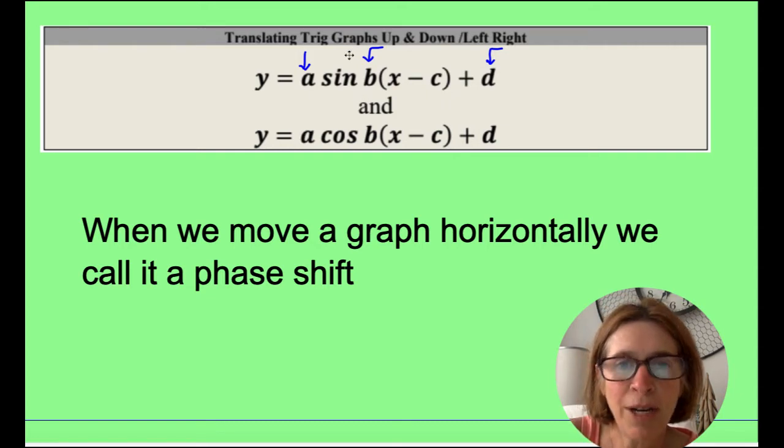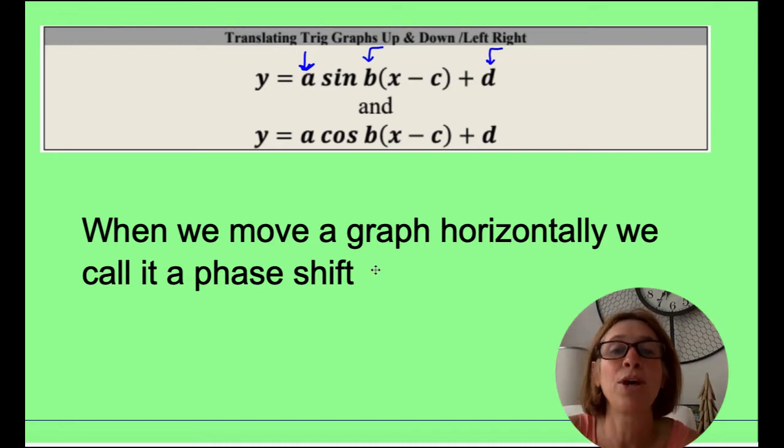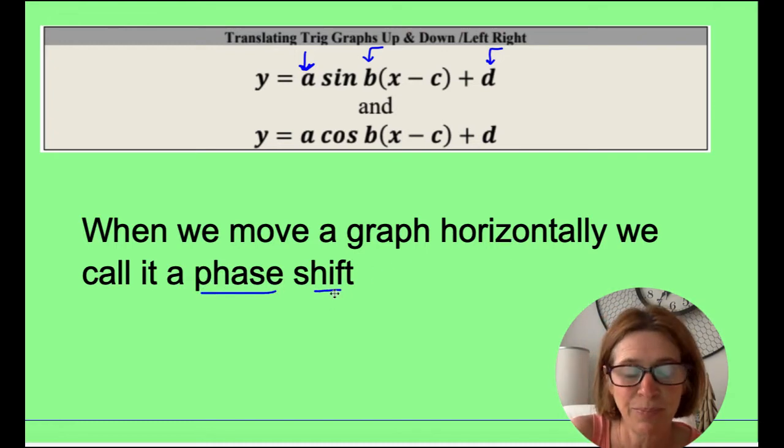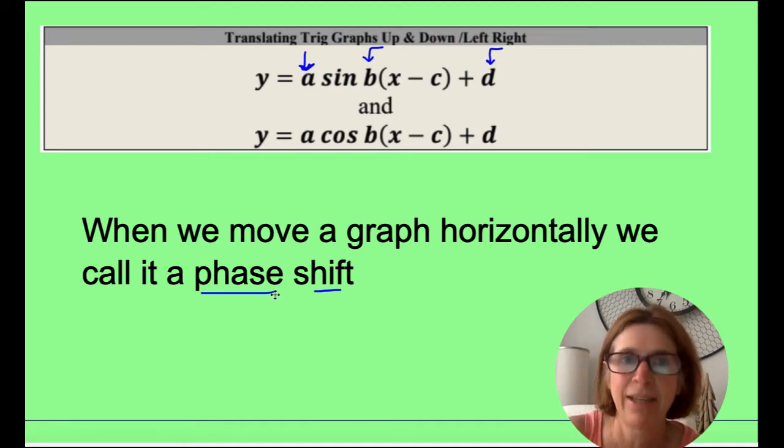So we've vertically stretched it, we've changed the period, so we've either made it happen really fast or slow down, and we've moved it up and down. We now need to look at moving it left or right, or moving it horizontally, okay? So when we move a graph horizontally, we call it a phase shift, okay? And I just want you to think about the phase shift being how far it's moved left or right from its usual position. How far left or right.